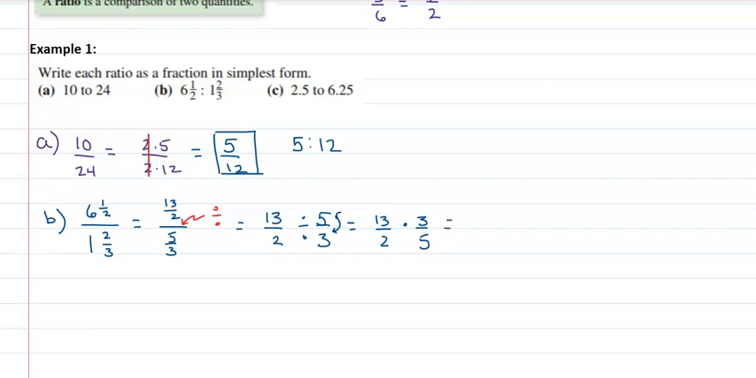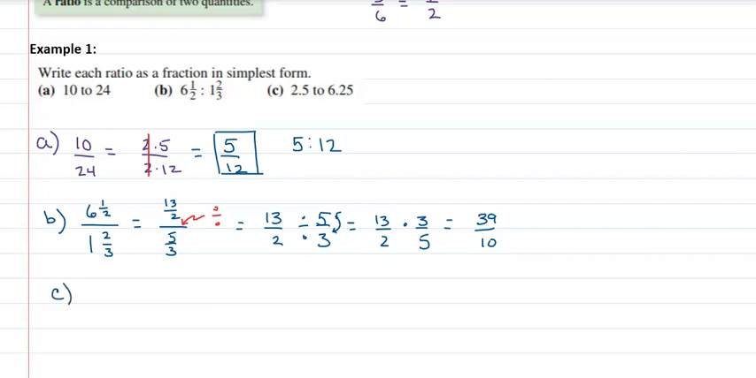All right, so now I don't see anything that divides out or cancels. 13 is prime, everything else is prime, nothing divides out. So we end up with 39 on top and 10 on the bottom. And we don't turn it to a mixed number because remember this is a ratio, so it's 39 to 10.